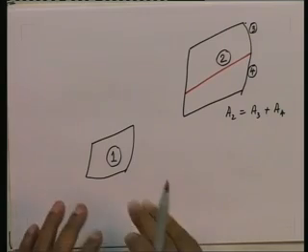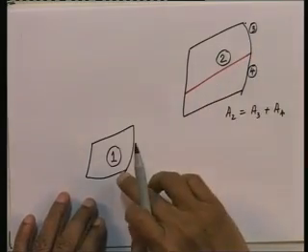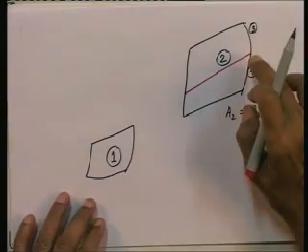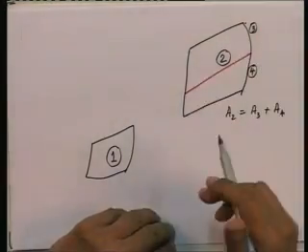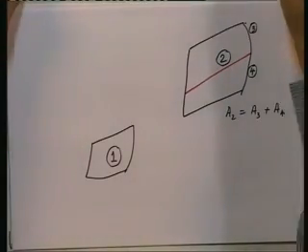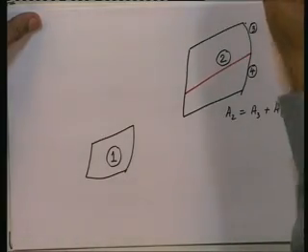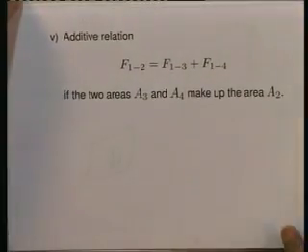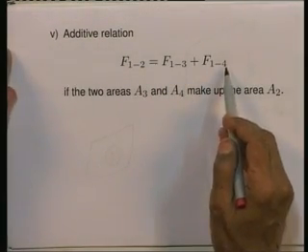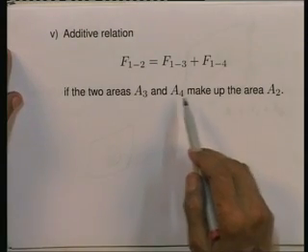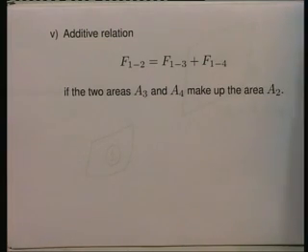Now, the fraction of radiation going from 1 towards 2 is F1 to 2. It follows that since 3 and 4 make up 2, F1 to 2 must be equal to F1 to 3 plus F1 to 4. It follows, is it not? So, let me show that in writing. F1 to 2 must be equal to F1 to 3 plus F1 to 4 if the two areas A3 and A4 make up the area A2. Keep that in mind. But note, the reverse is not true.